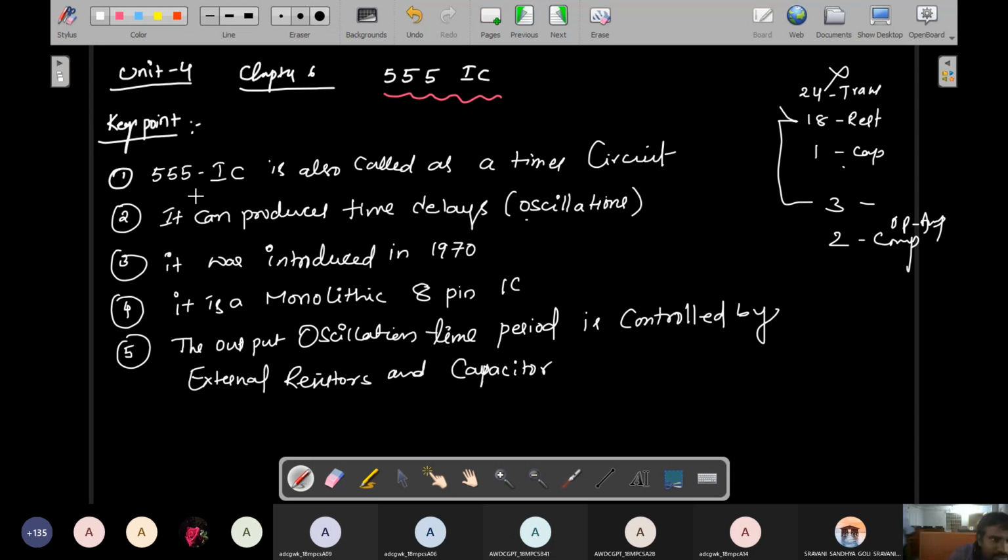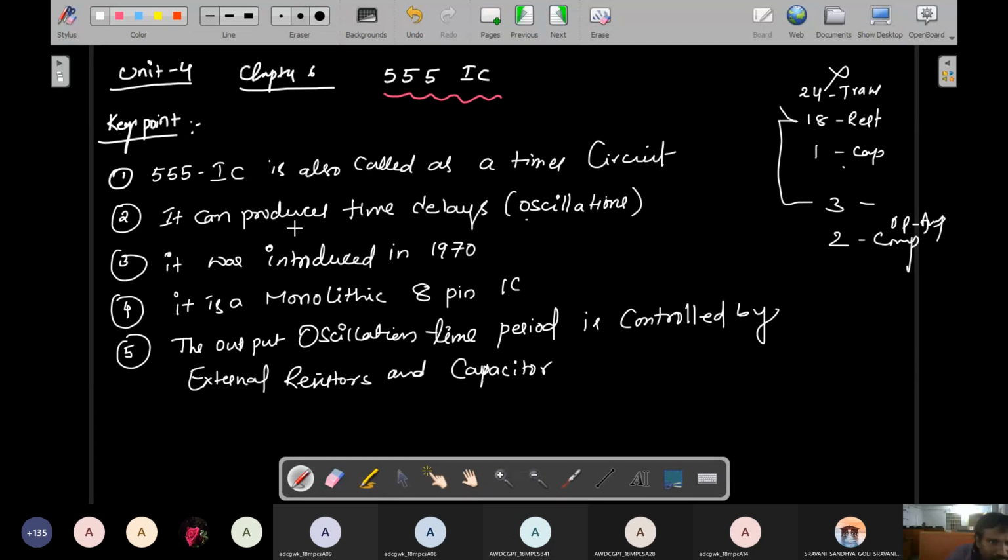So the first point is that the 555 is also called a timer circuit, and it is used for different applications like monostable multivibrators and astable multivibrators. These circuits behave like fire alarms and exit alarms. In banks, companies and large-scale industries we use them for alarm purposes. So 555 ICs are mostly used for fire alarms. Many applications are there, but the most popular are monostable and astable multivibrators.